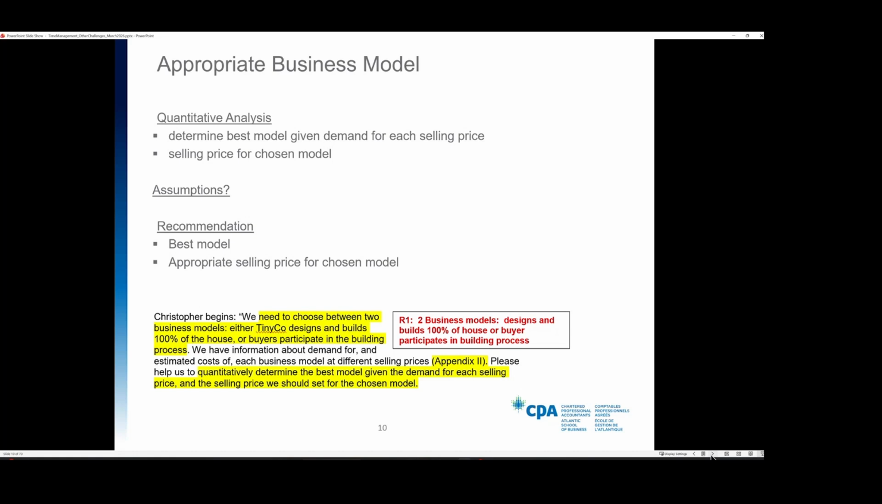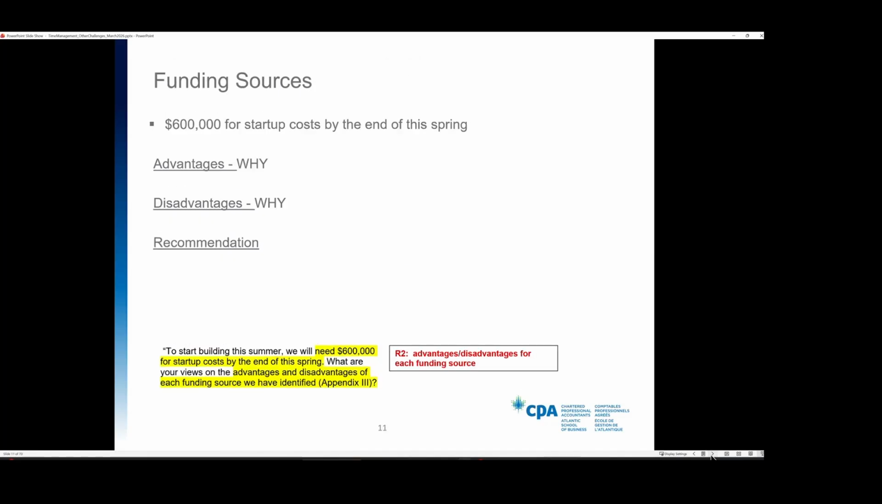Under recommendations, I need to provide that recommendation for the best model and the appropriate selling price. So now let's look at the next paragraph. Well, we need to talk about funding sourcing. There's my heading. An important case fact is that there's $600,000 for setup costs that's needed by the end of the spring. So they're asking us to discuss the advantages, the disadvantages, and to provide a recommendation.